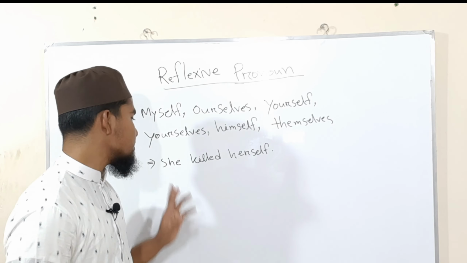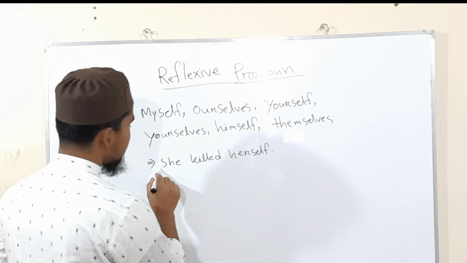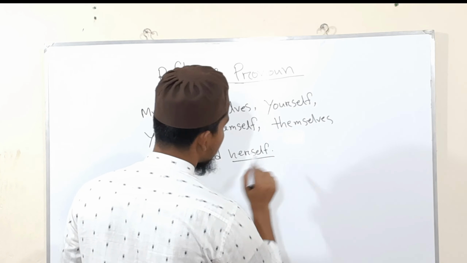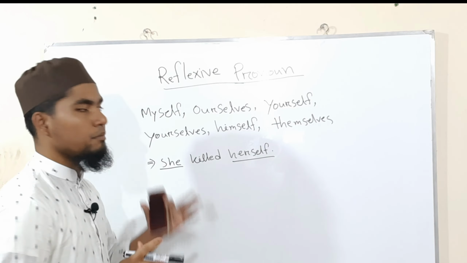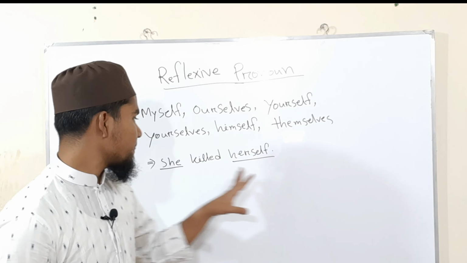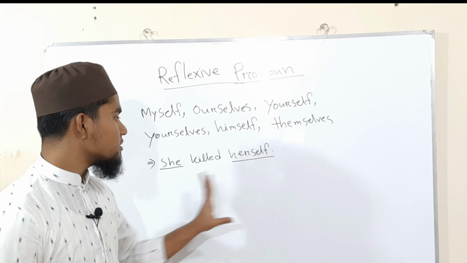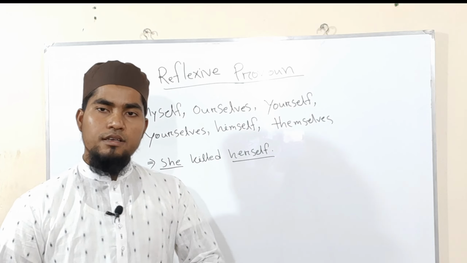The example is: She killed herself. Here, she is the subject and herself is the object. But the reflexive pronoun is herself because subject and object both indicate the same thing.